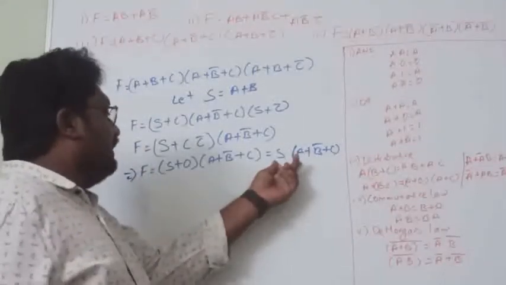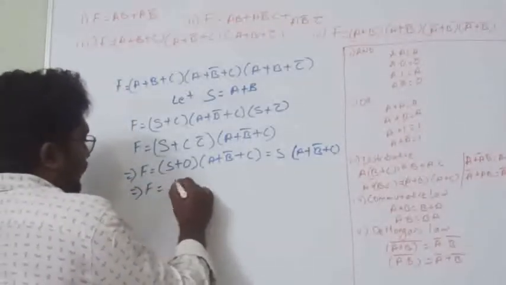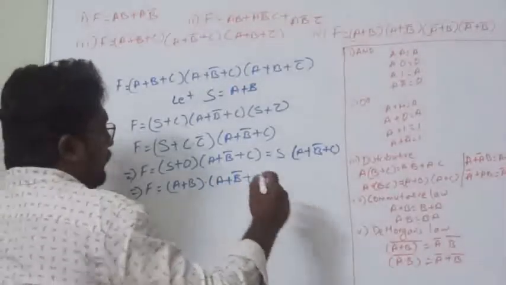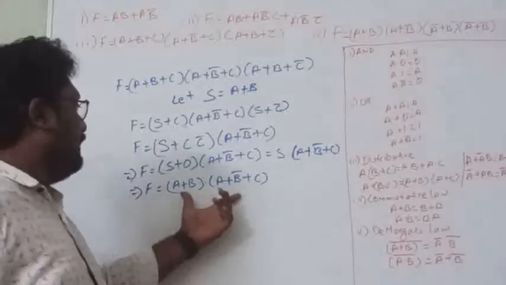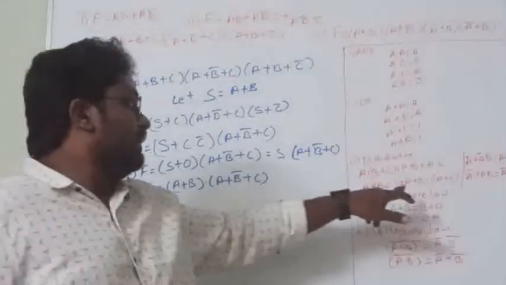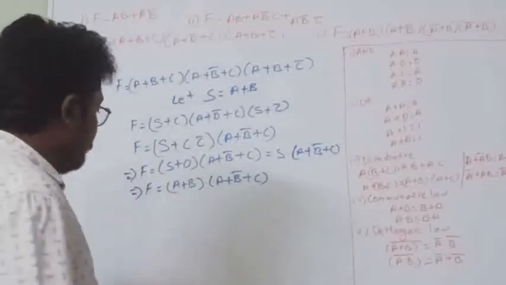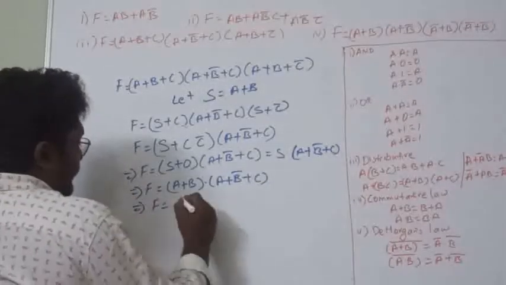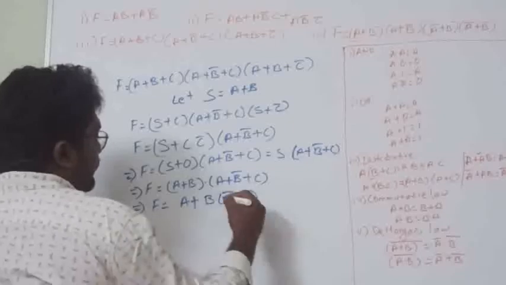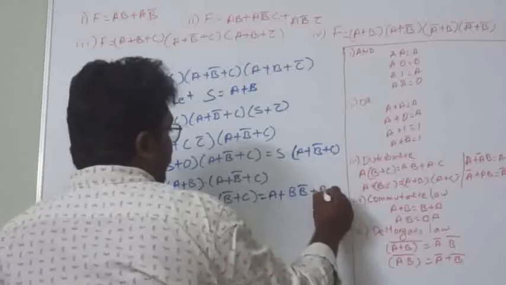So here I am replacing S with A plus B. So then the function F is equals to A plus B into A plus B bar plus C. Now if we observe here A plus B into A plus B bar plus C, again this is in the form of distributive law, A plus B into A plus C. So it can be represented as A plus B into C. Then the function will become F is equals to A plus B into B bar plus C. So now this will become A plus B into B bar plus B into C.